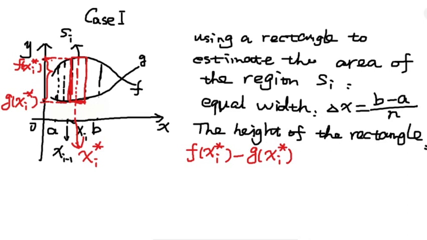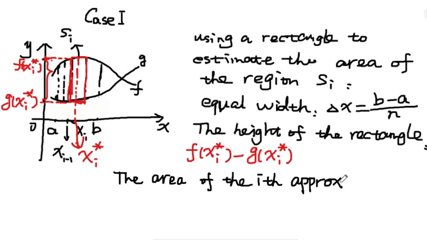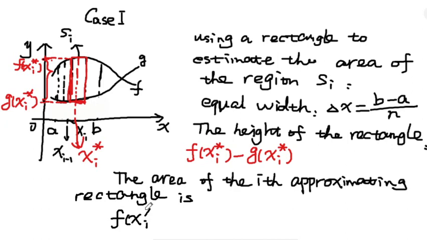Then we can write the area. The area of the ith approximating rectangle, which is used to estimate the area of the region Si, is the height f of xi star minus g of xi star, times the width delta x. So that is the ith rectangle.